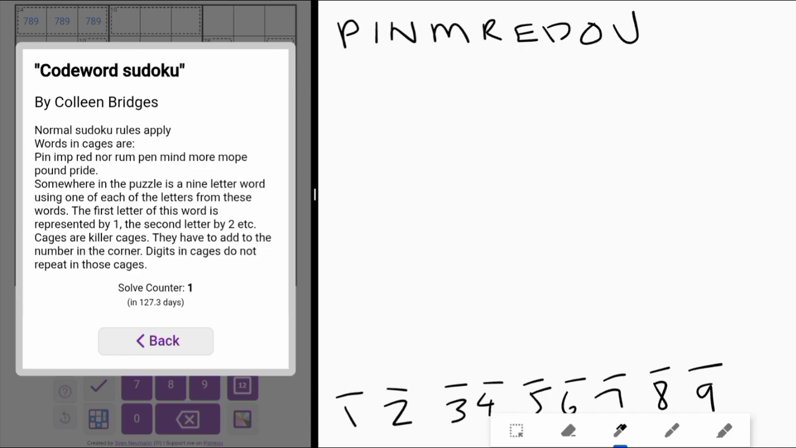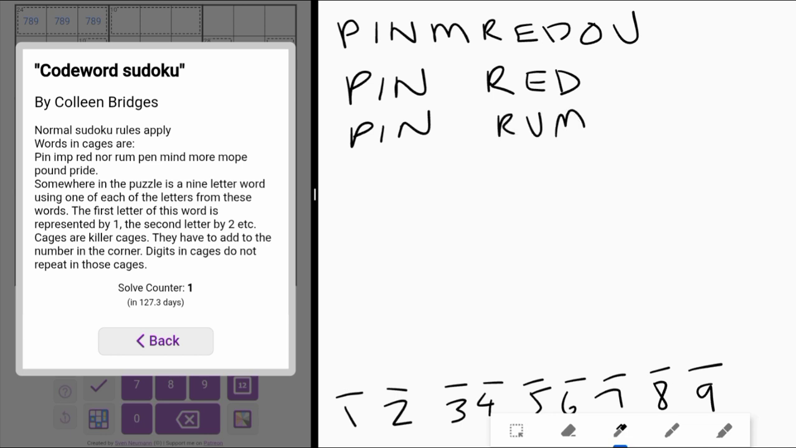Well, I guess first of all work out what combinations we could possibly have. So we'll write down the possible combinations here. So pin can't go with imp. It could go with red. Pin can't go with nor because there'd be 2 N's. Can go with rum. And can't go with pen, there'd be 2 P's. And imp, yes, it could go with red. Could go with nor.